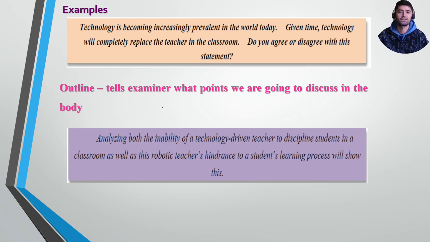Next comes the outline. As you know, your outline tells the examiner what points you're going to discuss in the body paragraph. So here is our outline for the question. So here still we have the question here. Analyzing both the inability of a technology-driven teacher to discipline students in a classroom, as well as this robotic teacher's hindrance to a student's learning process, will show this. So here, this is an outline sentence of our essay.